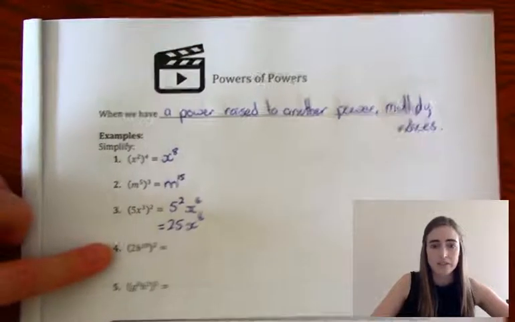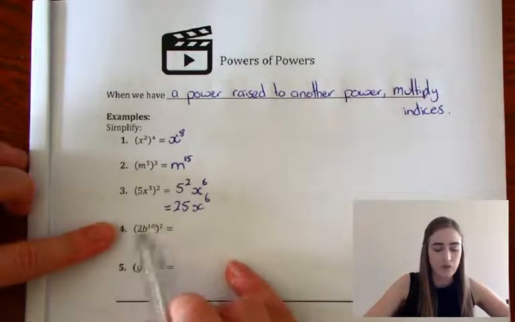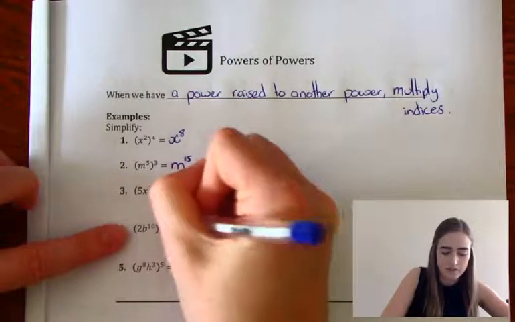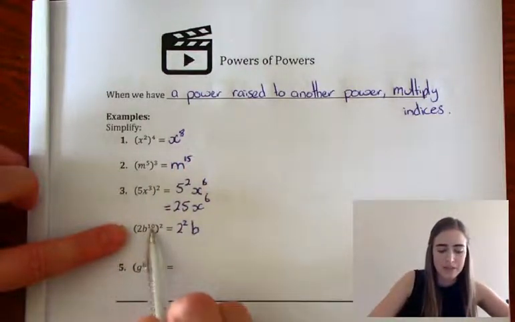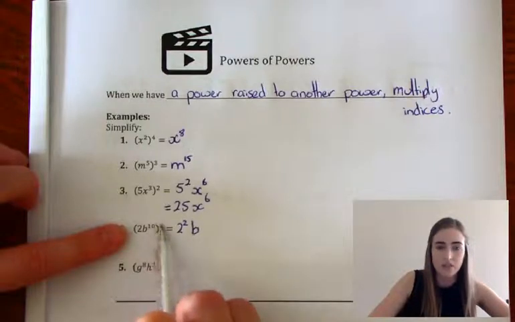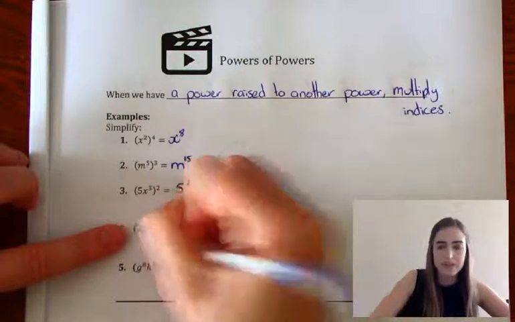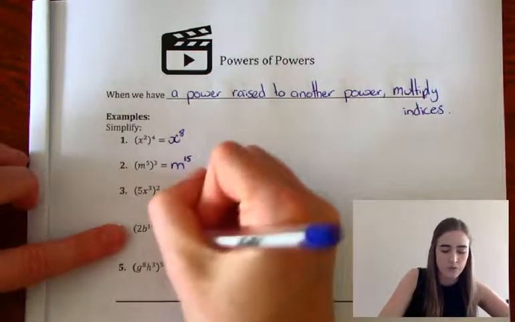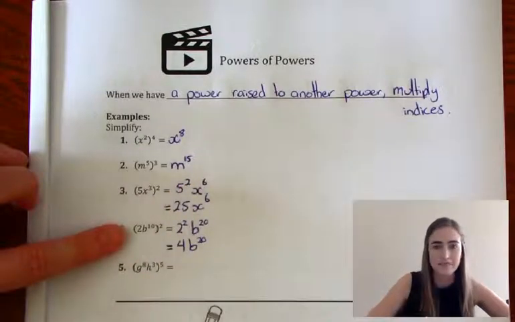All right, this next one is similar. So we've got 2b to the power of 10, and we've got that whole thing squared. So we're going to have the 2 squared first. And then we're going to have our b, and our b is going to be to the power of 10 times 2, which is 20. And if we simplify that a little bit, 2 squared means times by itself, so that means 2 times 2, which would be 4. So we're going to have an answer of 4b to the power of 20.